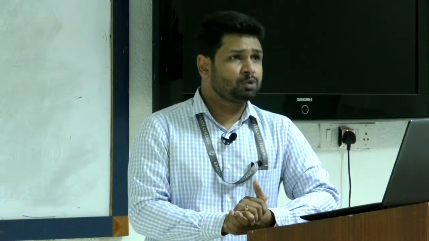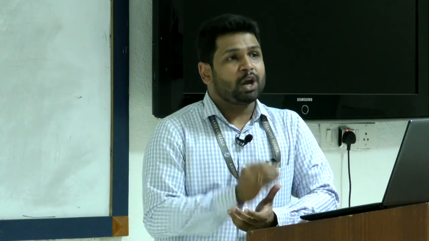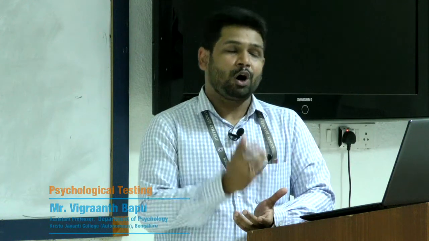Coming to one of the most important things, two special concerns in selecting a test. One is faking tools. Certain assessments give us an opportunity to have something called faking scores. So MCMI gives us a validity scale and a fake scale. MMPI also does the same, which gives us a validity and an inconsistency scale. These things will help us to understand whether the client has taken the test seriously or not.